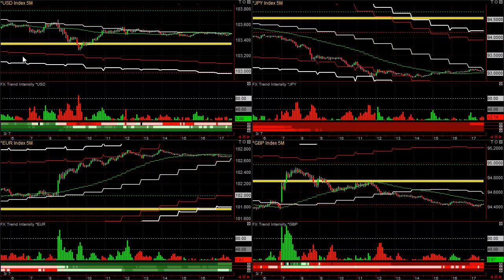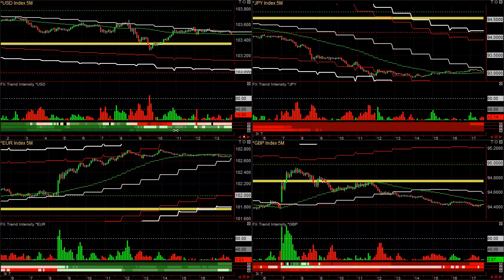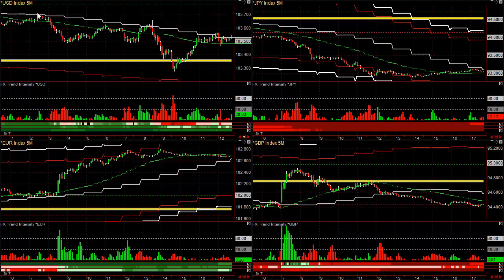This is showing our currency indexes, which we have for the last 6-7 years pretty much pioneered statistically comparing every currency to every other one and showing you a very easy to read method of knowing exactly statistically how strong or weak each currency is: the dollar, the yen, the euro, and the pound that you see here.